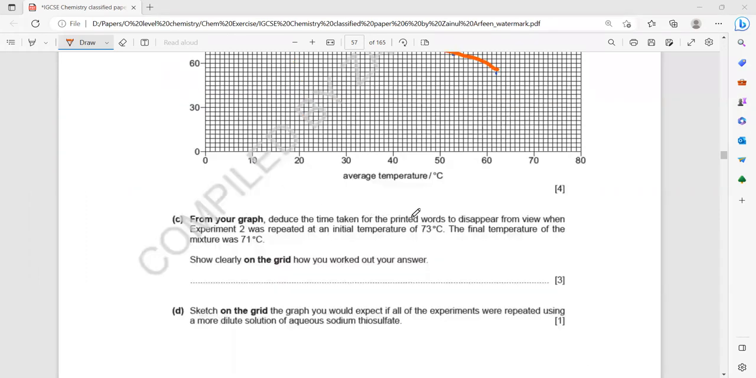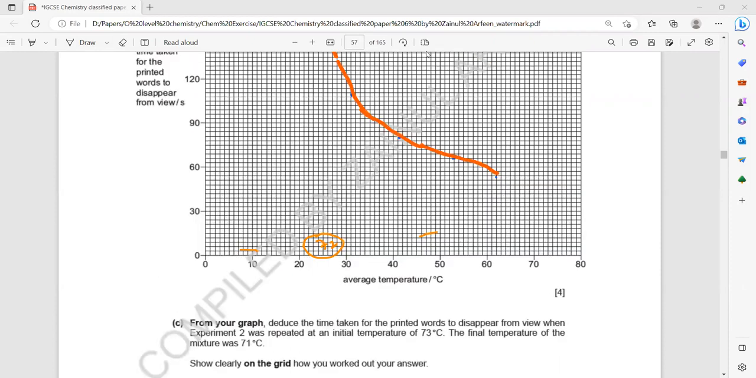From your graph, deduce the time for the printed word to disappear from view when experiment 2 was repeated using initial temperature 73 and final temperature 71. So initial is 73, final is 71. So what will the average temperature be? The graph is for average temperature, so the average temperature will be 72. We don't have 72 on the grid, so you have to continue this graph until you reach 72, continuing the pattern.